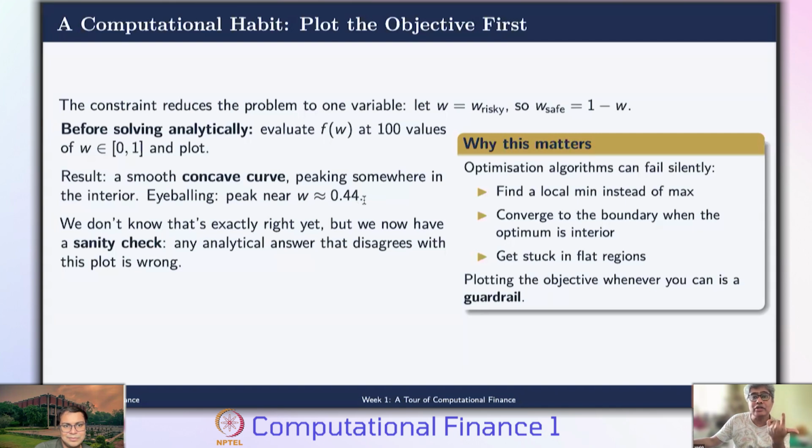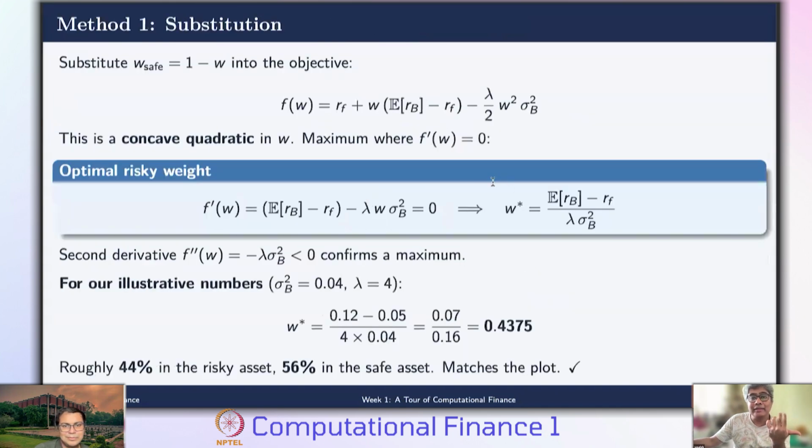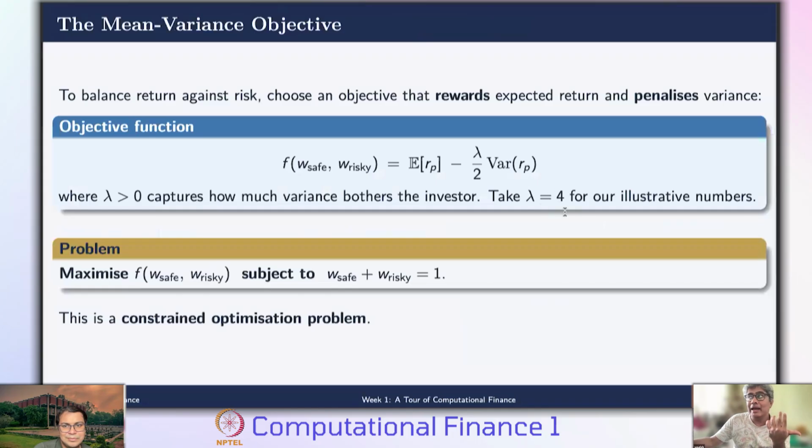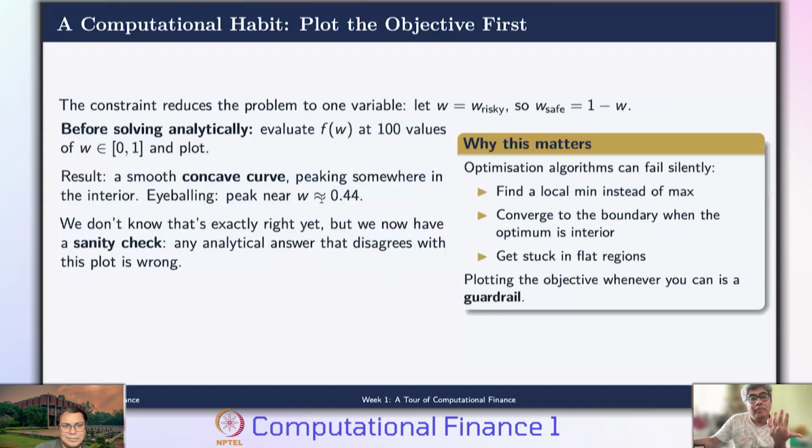So that means based on my risk appetite at lambda equal to 4, 44% of my asset I should put into the risky asset, and the rest I will put into the safe asset. So this is the simple implementation of the grid search method.